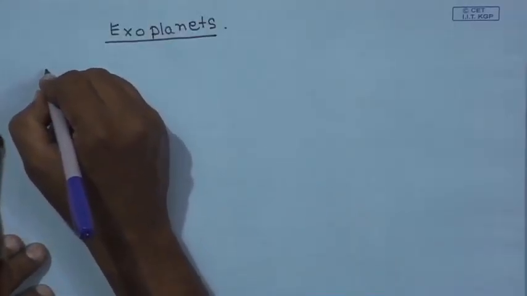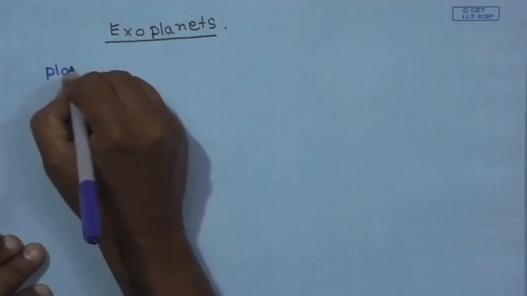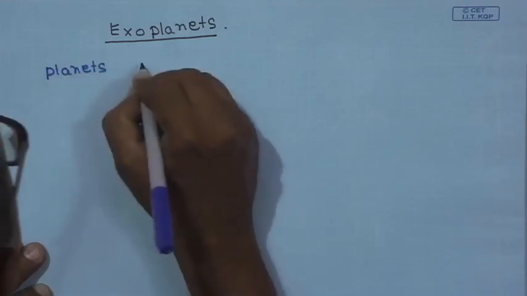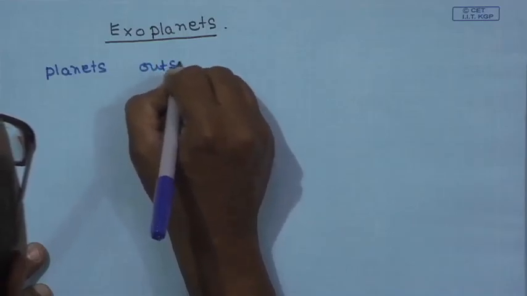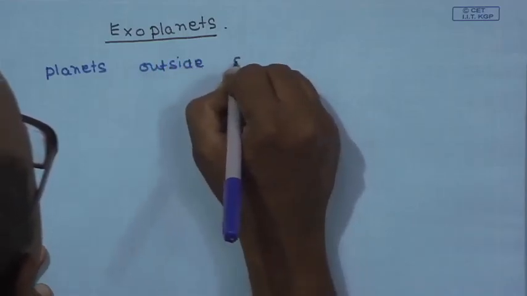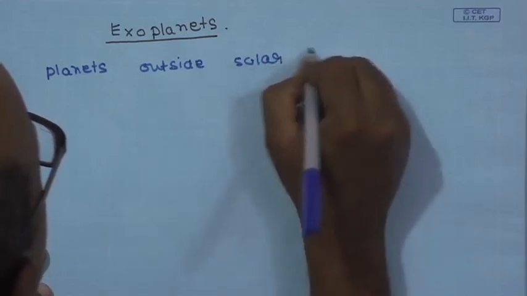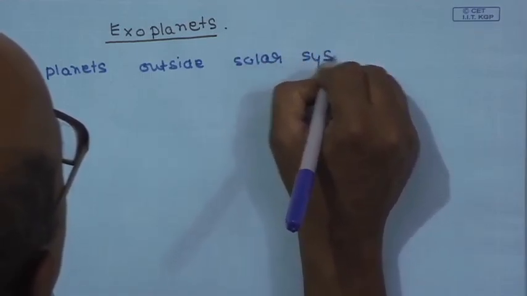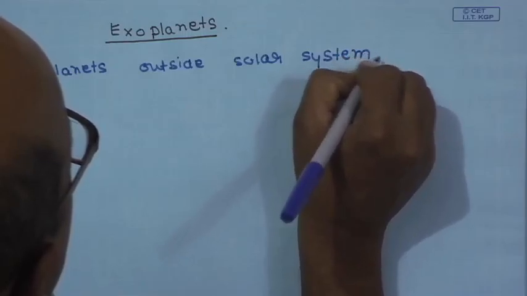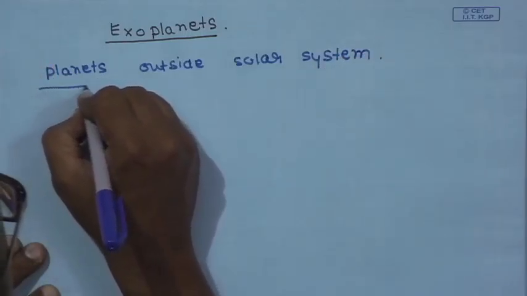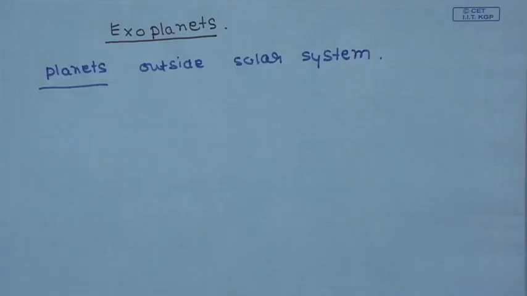Exoplanet refers to a planet which is outside the solar system. So, they are in orbit around other stars, not the sun. And it is a topic of great interest because it holds, in principle, the potential of allowing us to discover life, extraterrestrial life.